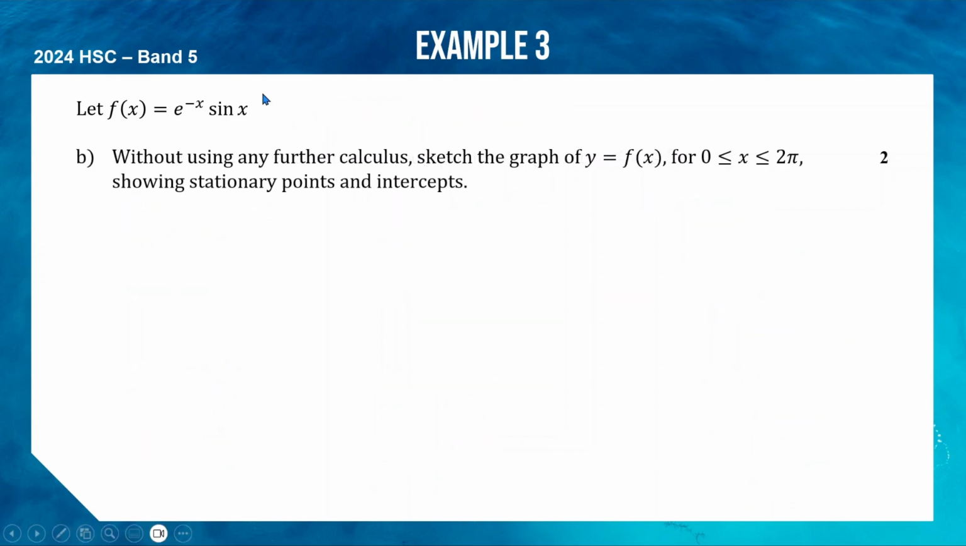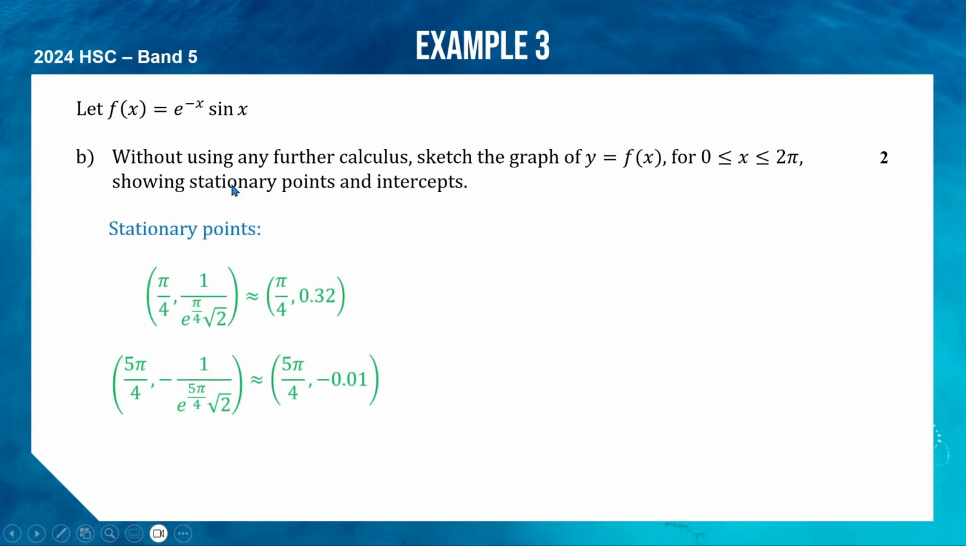Okay, without any further calculus, sketch the graph showing stationary points. We've already found those. Here they are. I just did some decimal approximations to give you an idea of where these are going to be on our graph. We're going to have 0.32, which is going to be up, and we're going to have negative 0.01, which is just slightly below the x-axis. Okay, there's our stationary points.